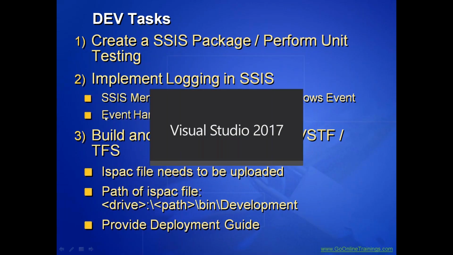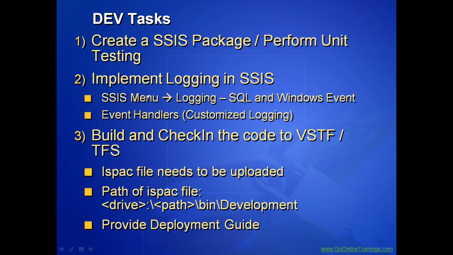The next one: once you implement logging and testing, and everything is done, then what you should do is build and check in the code to the VSTF or TFS. So this is what a developer has to do. Clear? So once you check in the code, you have to write a mail to the client and CC the testing leads and the production leads, saying that the code is ready for the code review and the code testing. Clear?